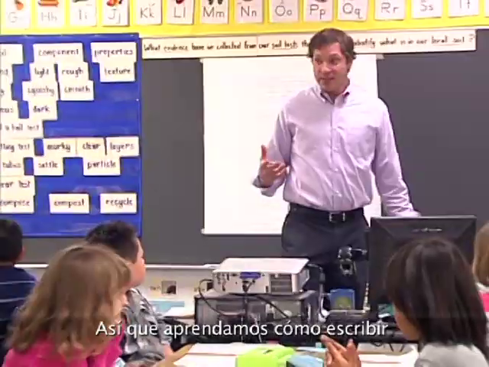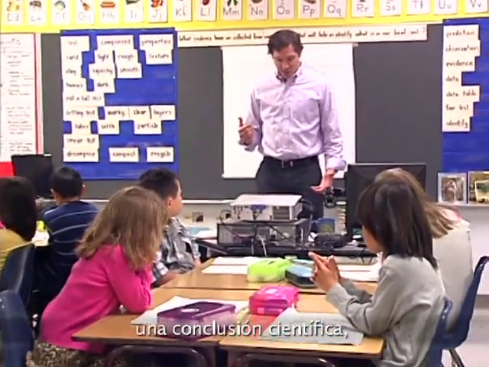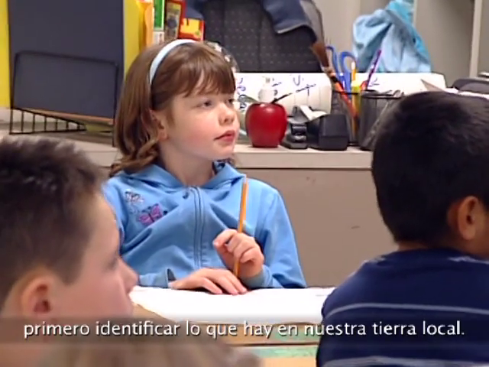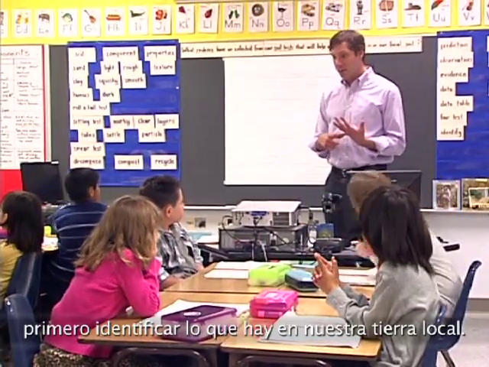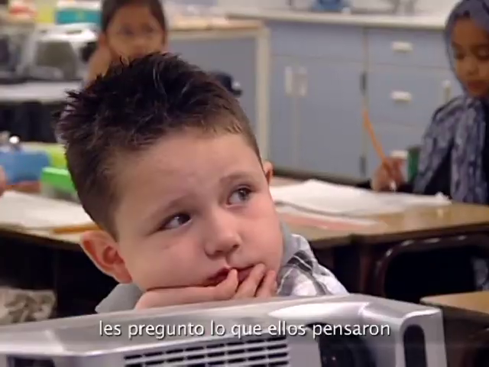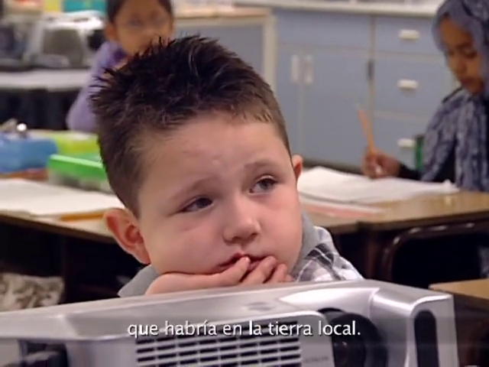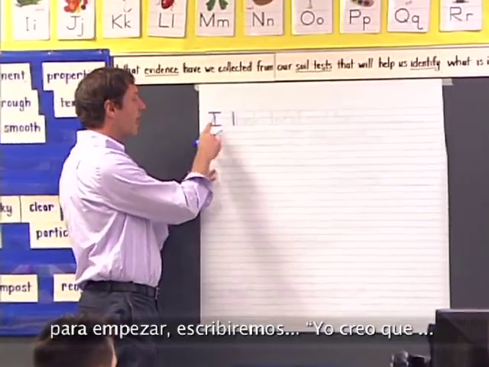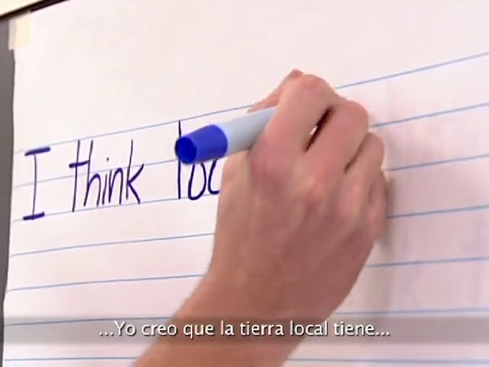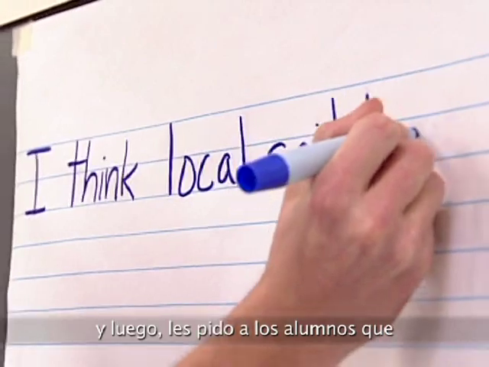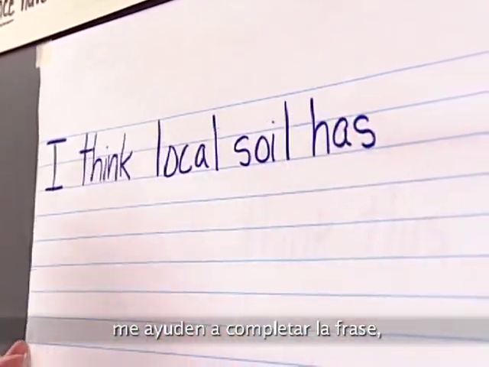So let's figure out how to write a scientific conclusion. And one way to do that is to first identify what is in our local soil. To begin the shared writing time, I asked them what they thought was in our local soil. To start, we would write, "I think," and I scaffolded that by writing, "I think local soil has," and then asked the students to help me to complete that sentence.